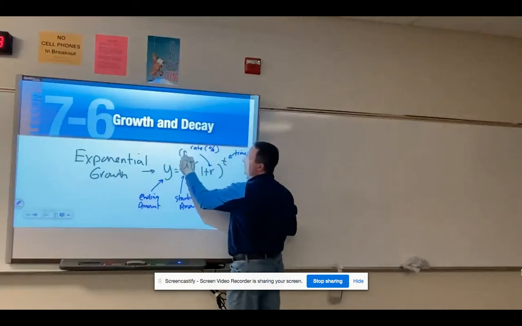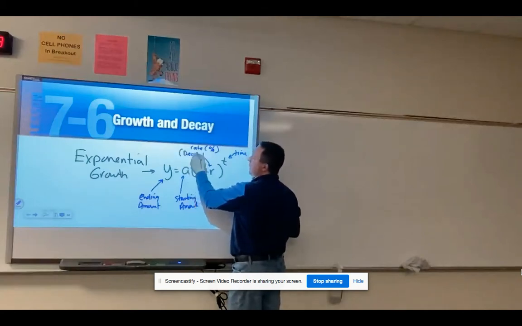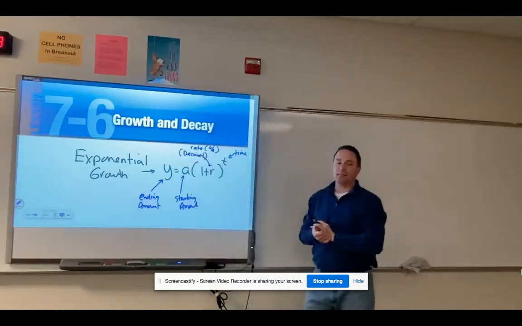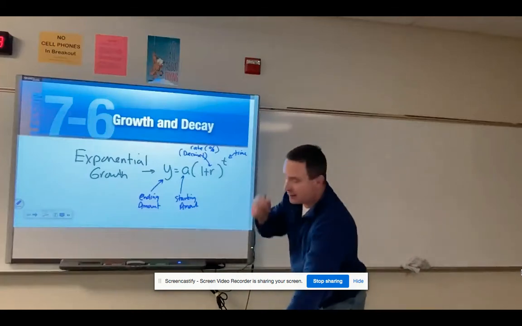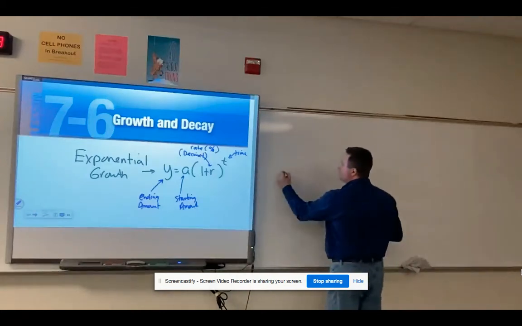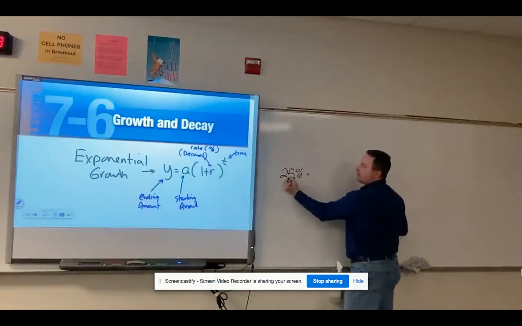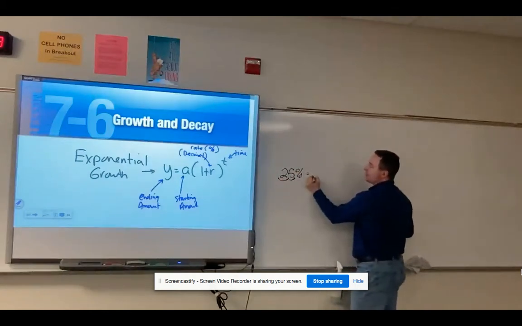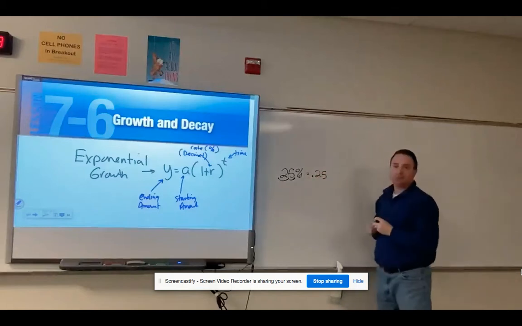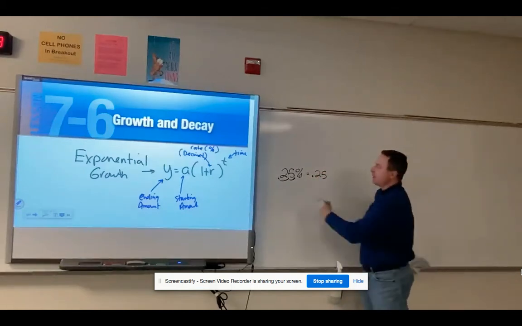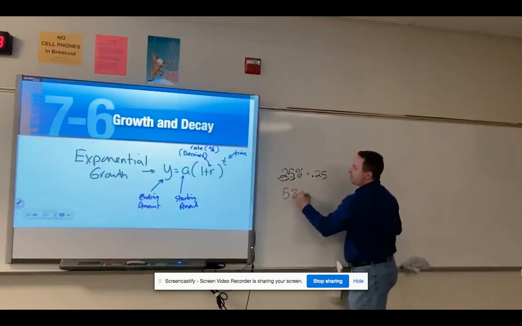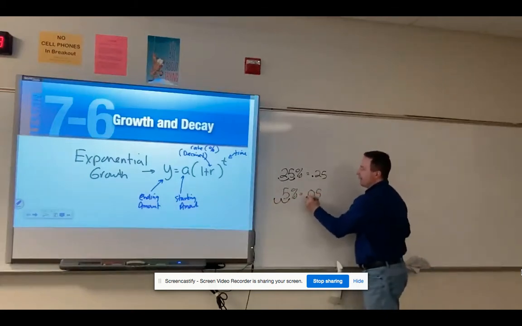Another thing to make note of is that the percent has to be in the form of a decimal. Here's a real quick aside. How do you change a percent into a decimal? Well, we move the decimal point over 2 places to the left. 5%, 1, 2, it's 0.05.